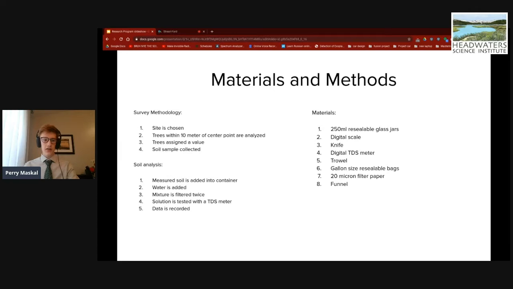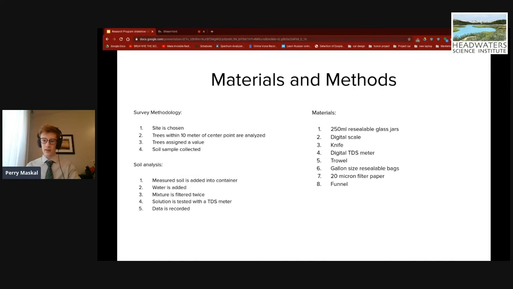So my materials and methods. For my materials, I used 250 milliliter resealable glass jars, like mason jars, a digital scale, a knife, a digital total dissolved solid meter for water, a trowel, some gallon-sized resealable bags, 20 micron filter paper, and a funnel.